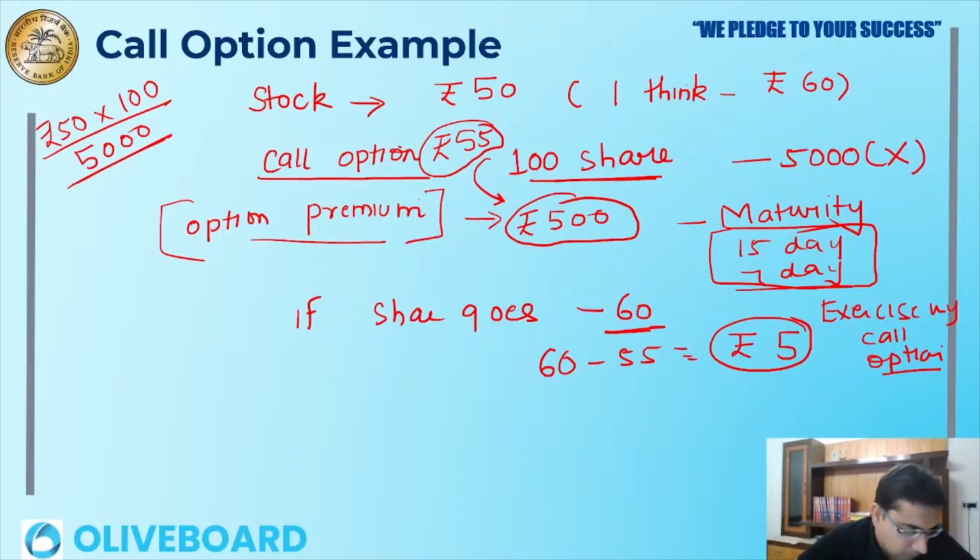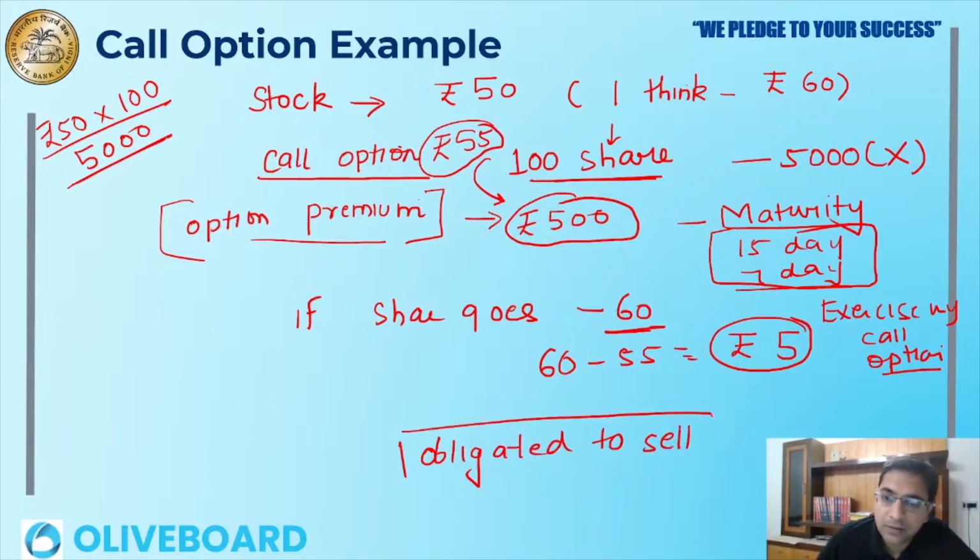And the person who has sold me this share is obligated to sell it to me at a profit to me, because the share has gone above 55. So how much above 55 it has gone and how many shares I have taken, just the difference of the value multiplied by the shares I am having. So here I have utilized my call option.